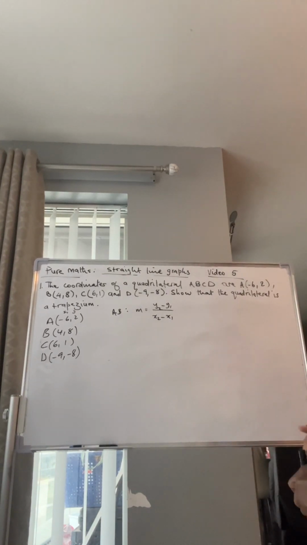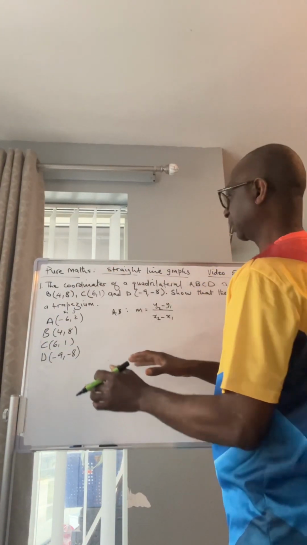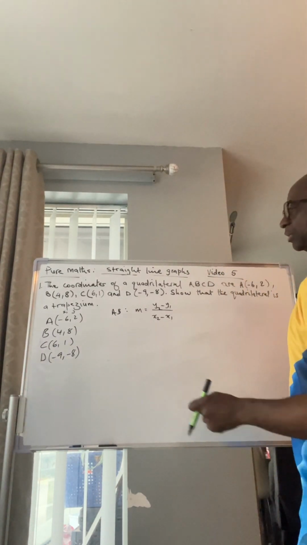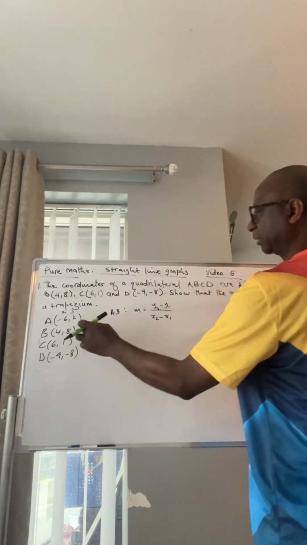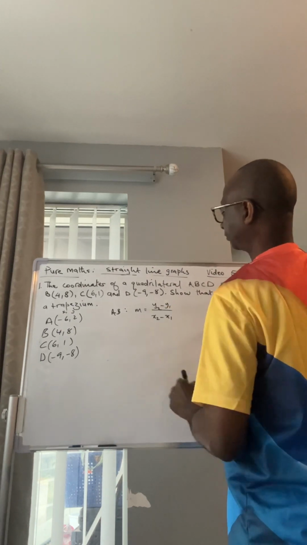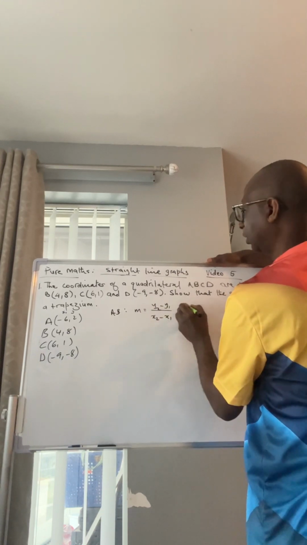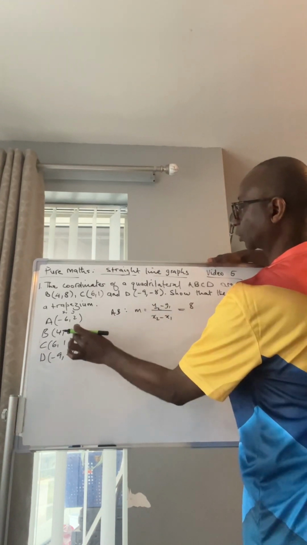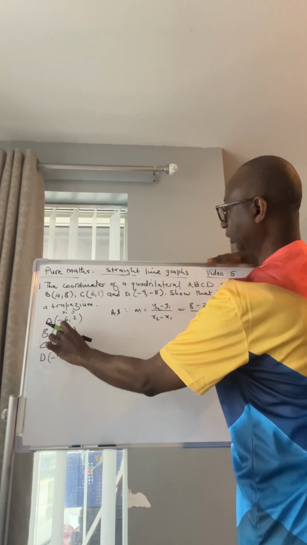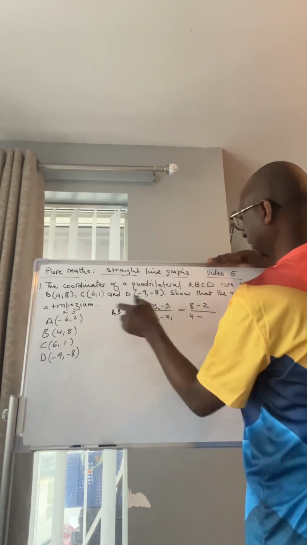So AB. Now for A, it doesn't matter which one you take to be up or down, as long as you are consistent with the signs. Since here we know B is bigger, let's say B is now our y2. So B y2, which is 8, minus y1, which is minus 2, all over x2, which is 4, minus x1, which is minus 6.